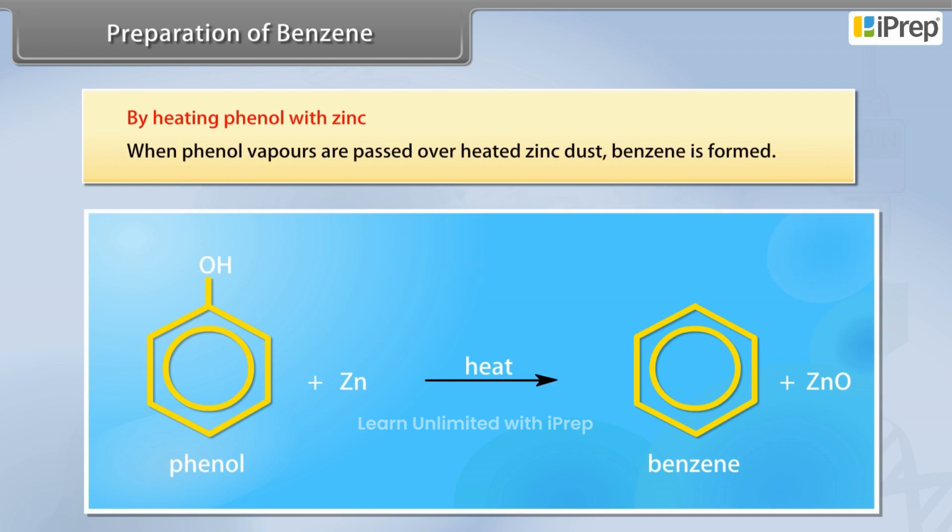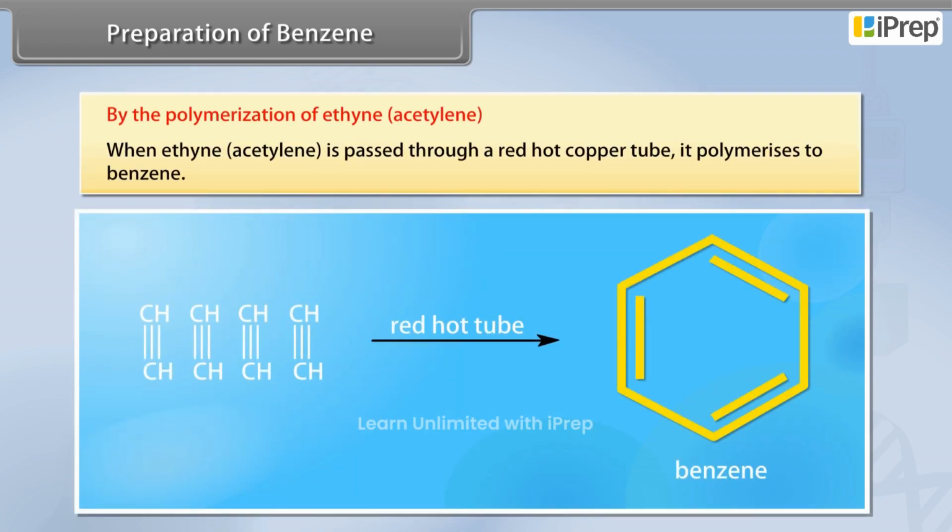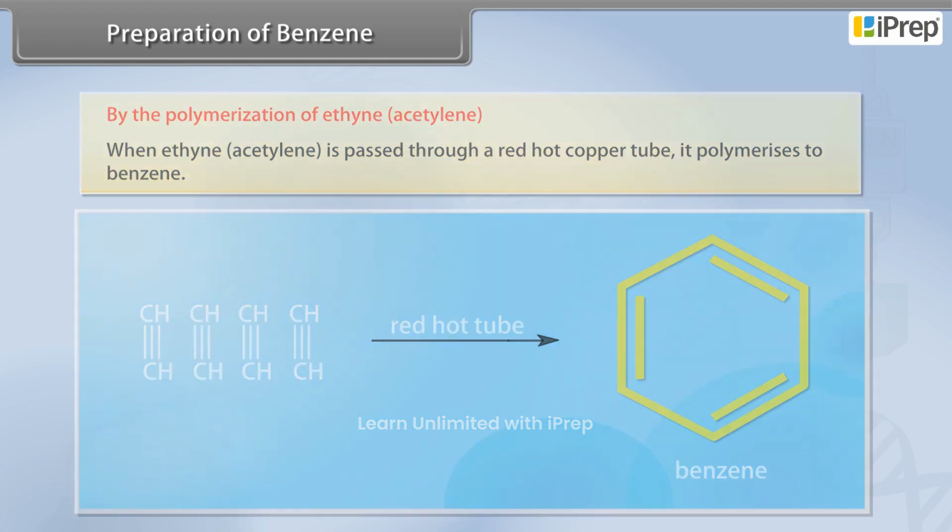By heating phenol with zinc. When phenol vapors are passed over heated zinc dust, benzene is formed. By polymerization of ethine, acetylene. When ethine or acetylene is passed through a red-hot copper tube, it polymerizes to benzene.